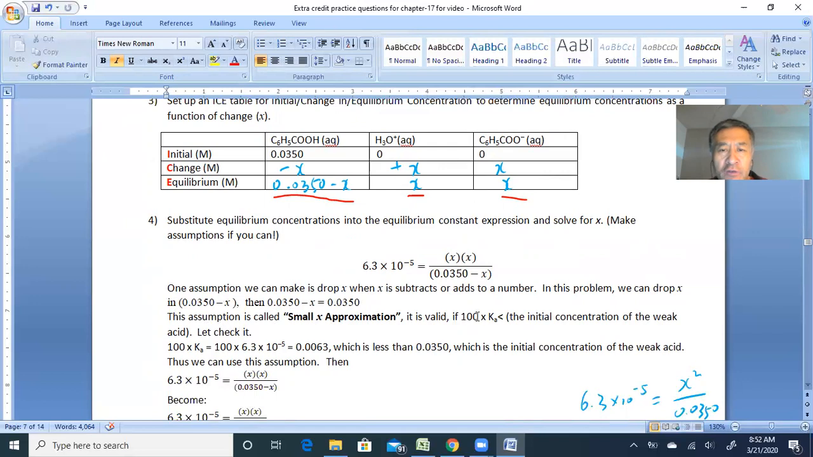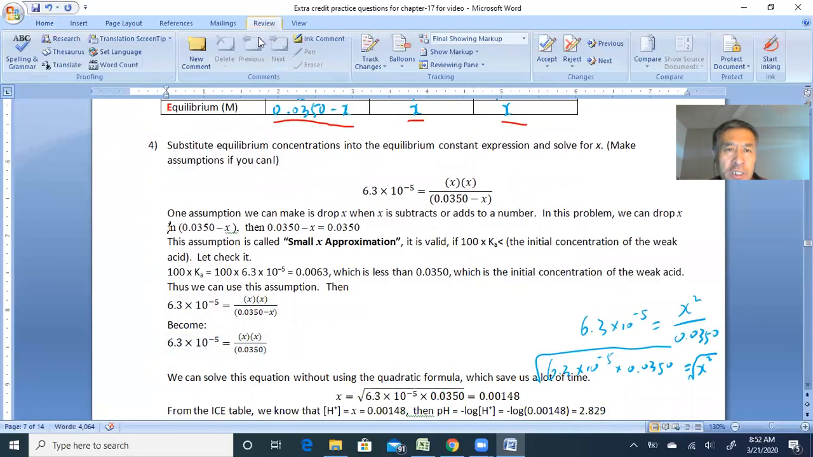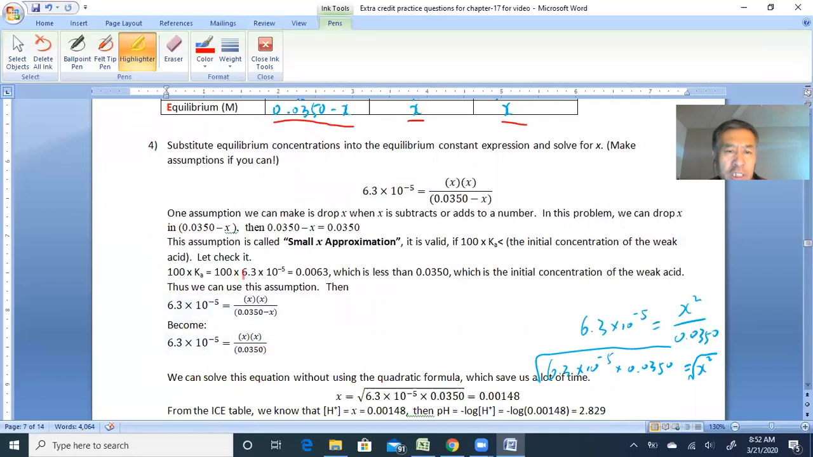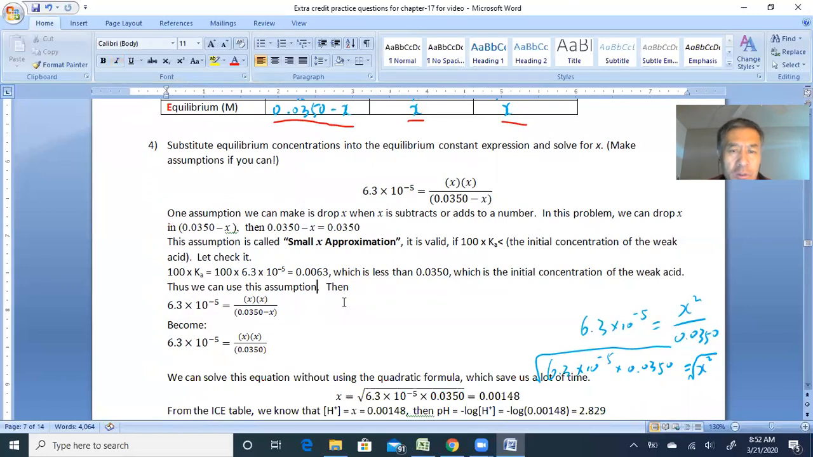So this assumption is called the small x approximation. It is valid if 100 times Ka is less than the initial concentration of the weak acid. So let's check it. We can see our Ka is 6.3 times 10 to the negative 5. So therefore, 100 times Ka equals 100 times 6.3 times 10 to the negative 5. That equals 0.0063, which is less than 0.035. So therefore, we can use this approximation.